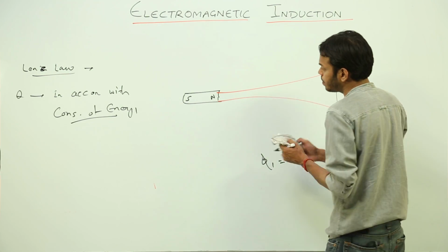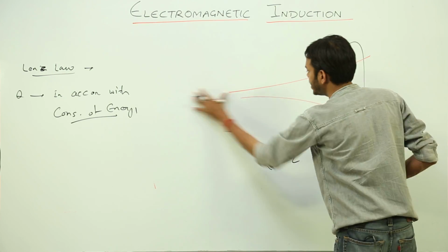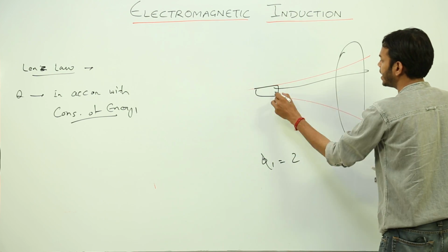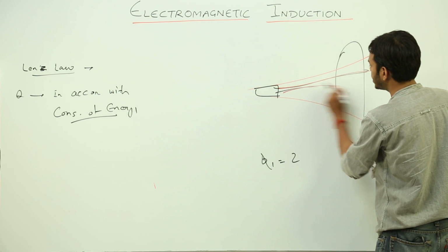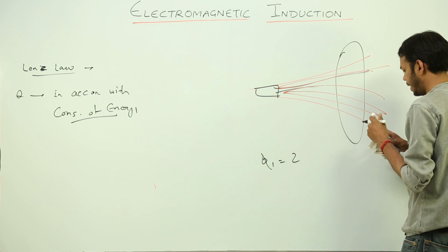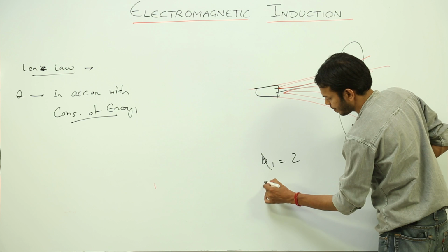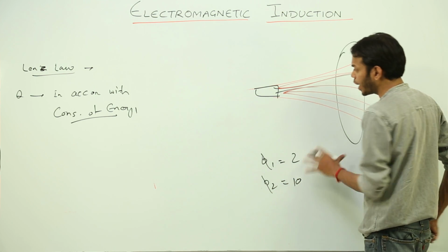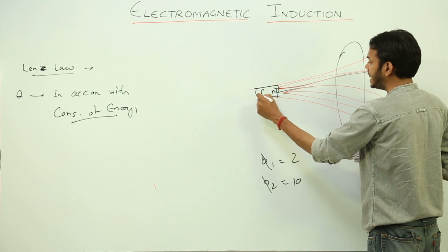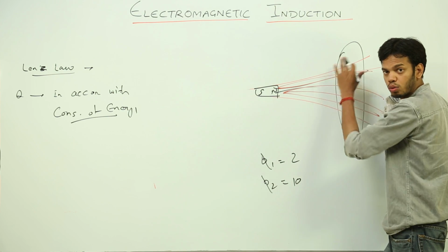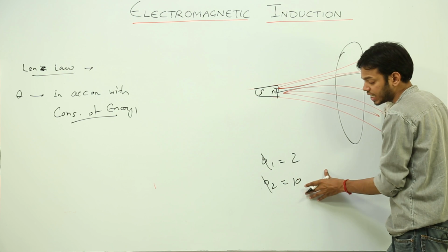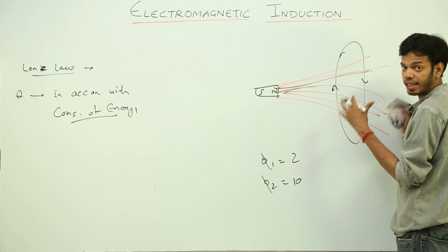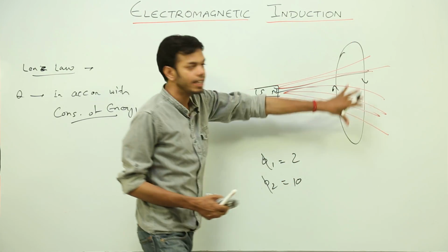Now I have brought this magnet closer like this, and now my magnet is this much near, and this time the number of magnetic lines of force passing through the loop, let it be 10. Flux is 10, right? What has happened till now? Only the number of lines passing through this loop has changed, and due to this there is a flow of current in this loop.